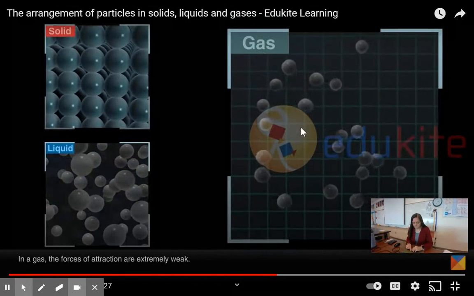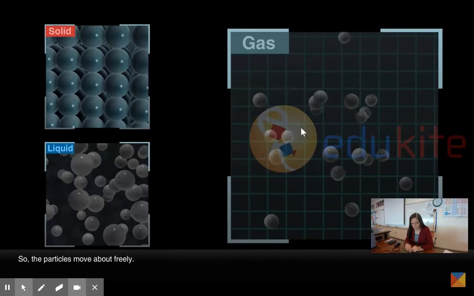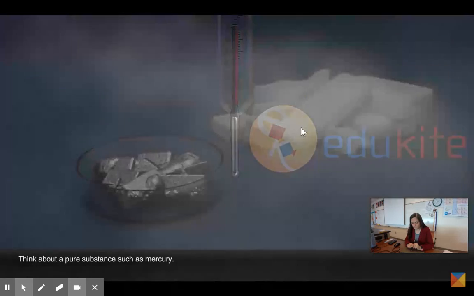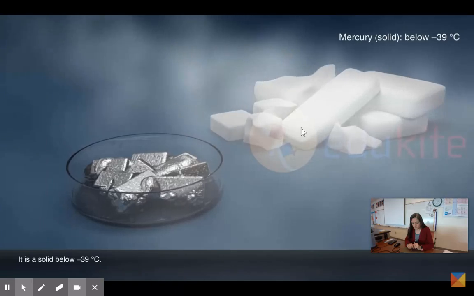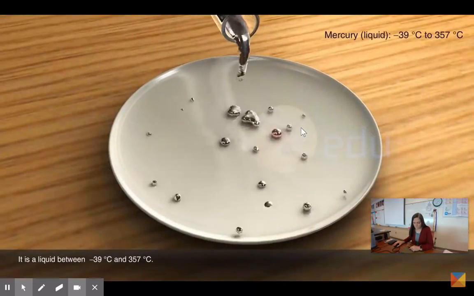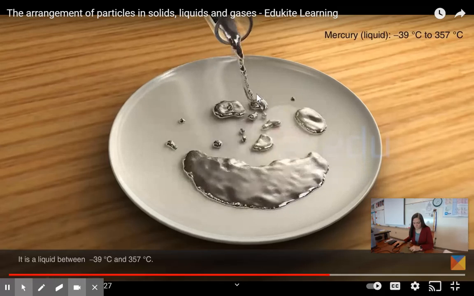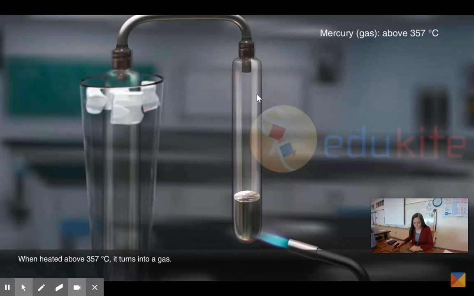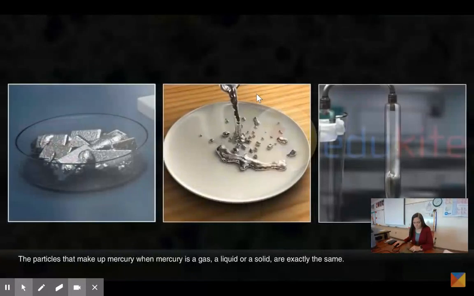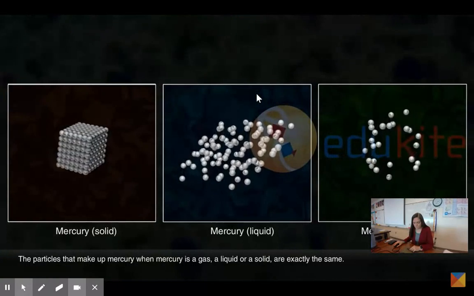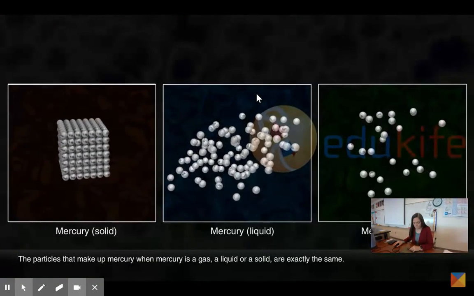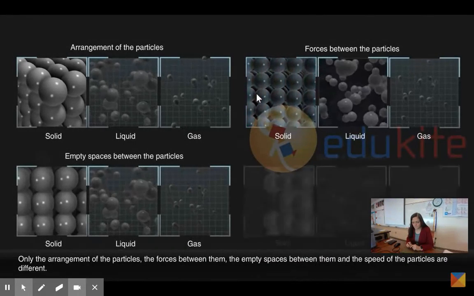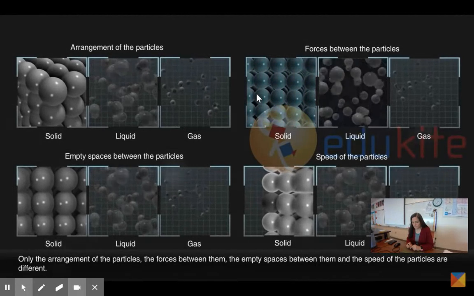In a gas, the forces of attraction are extremely weak, so the particles move about freely. Think about a pure substance such as mercury. It is a solid below negative 39 degrees Celsius. It is a liquid between negative 39 degrees Celsius and 357 degrees Celsius. When heated above 357 degrees Celsius, it turns into a gas. The particles that make up mercury when mercury is a gas, a liquid, or a solid are exactly the same. Only the arrangement of the particles, the forces between them, the empty spaces between them, and the speed of the particles are different.